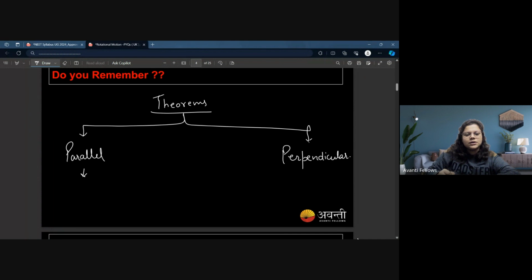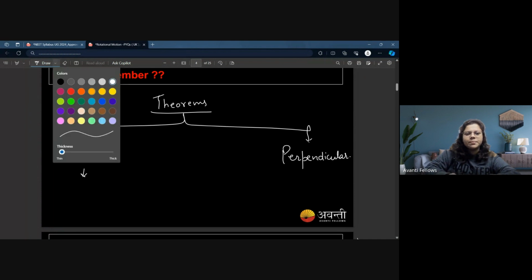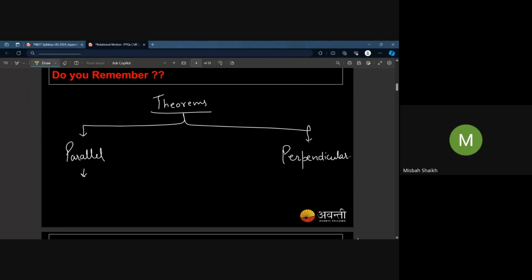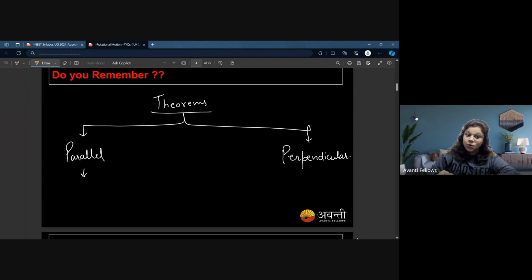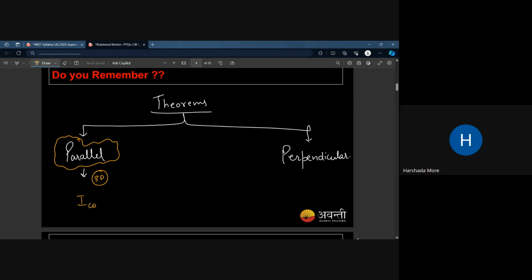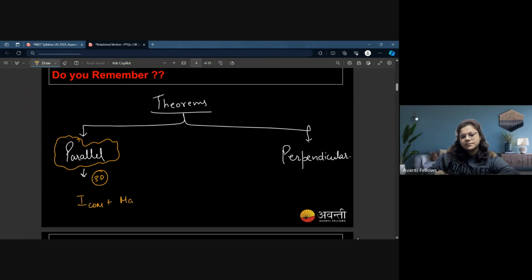Can you tell me the statement of the parallel axis theorem? What is the statement for the parallel axis theorem? Lamella. No, it's parallel, for a 3D body, right? And the axis of rotation must pass through, yes, the center of mass.